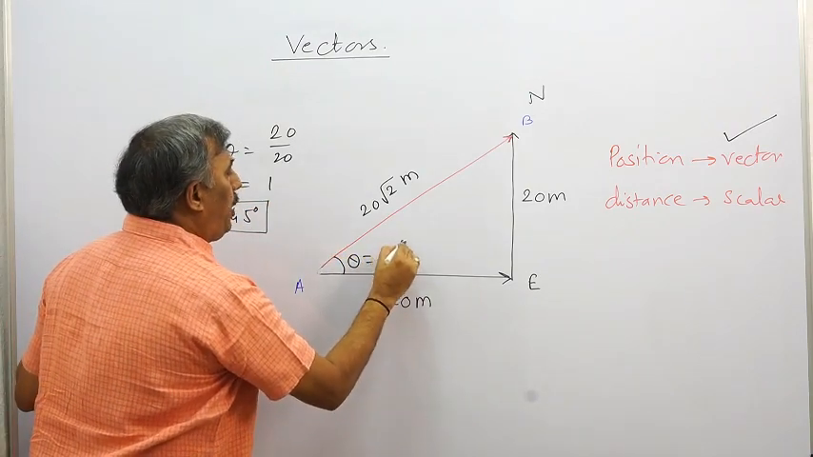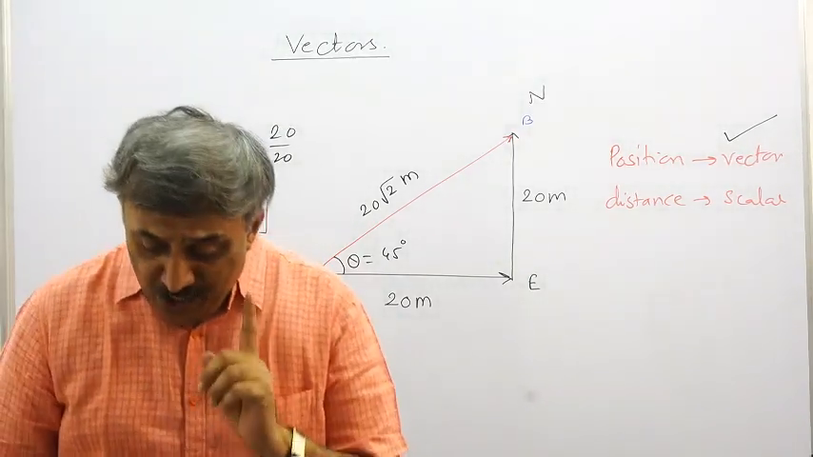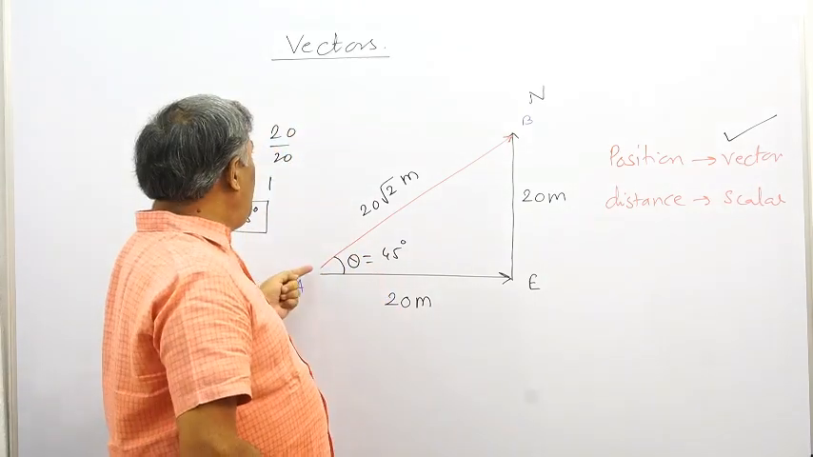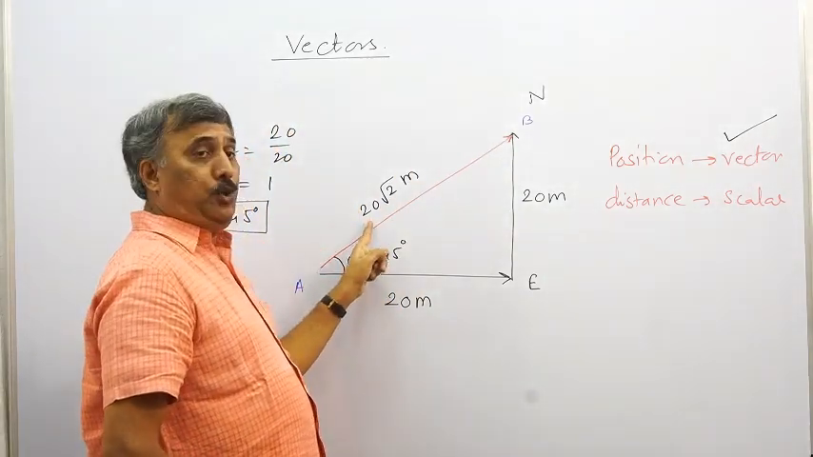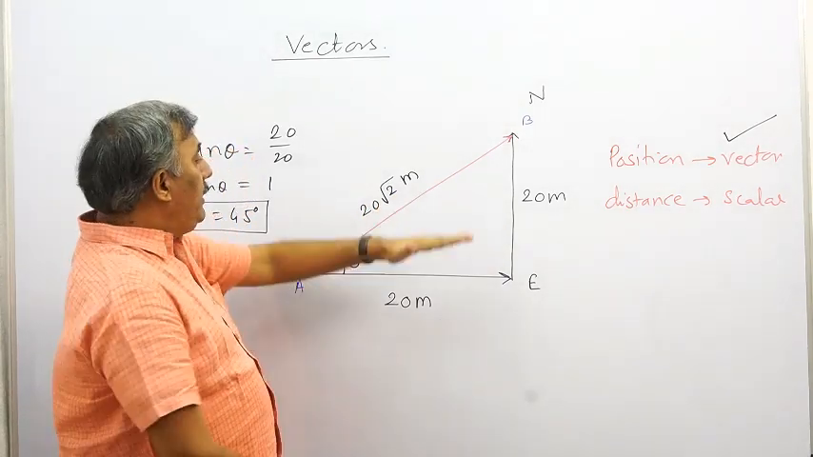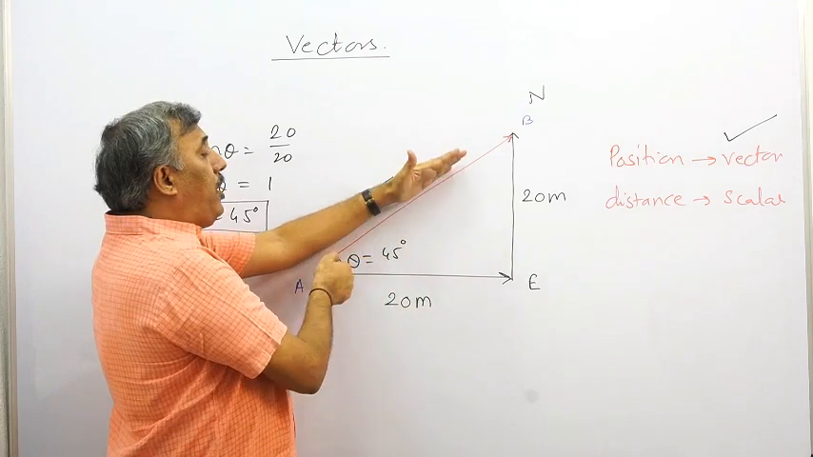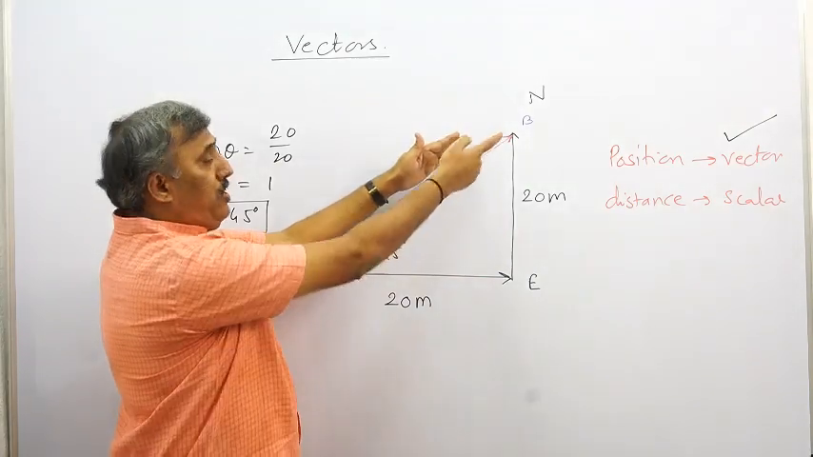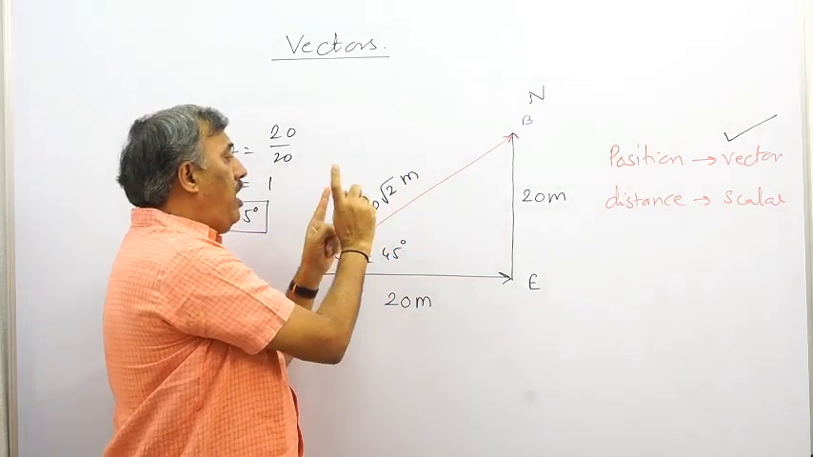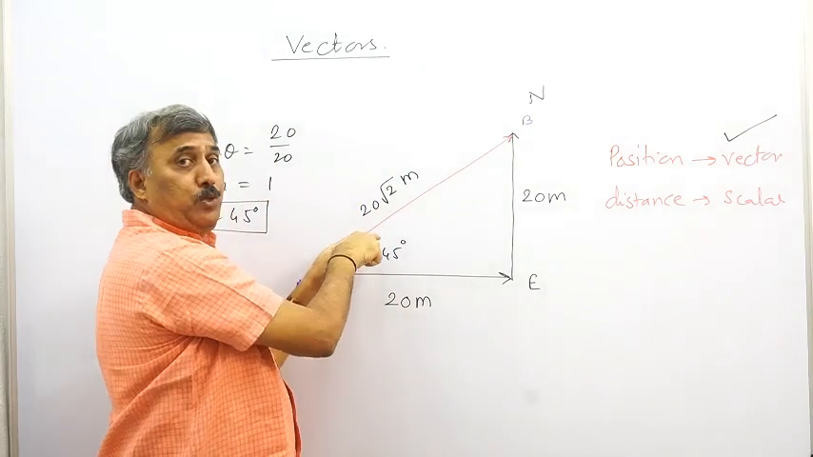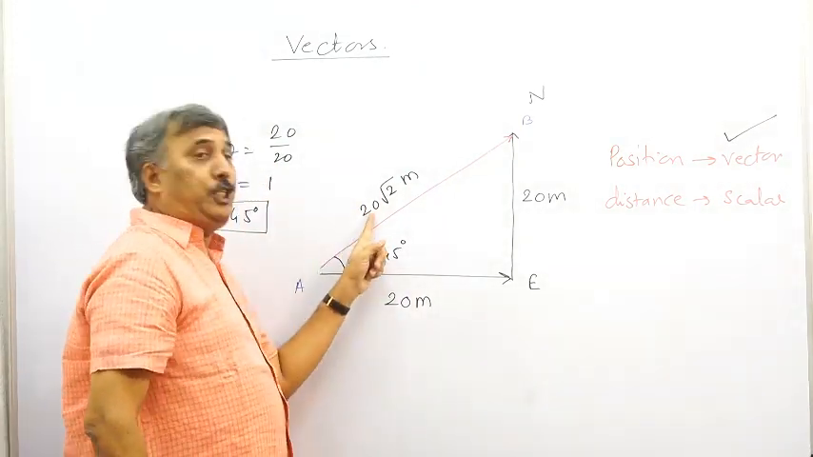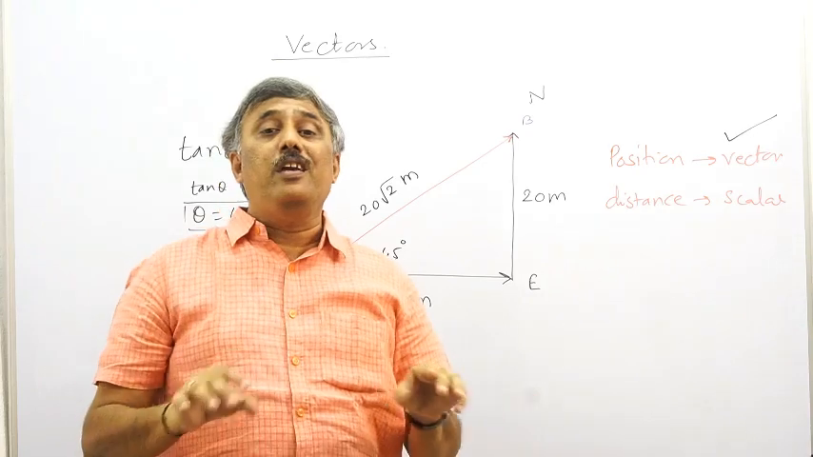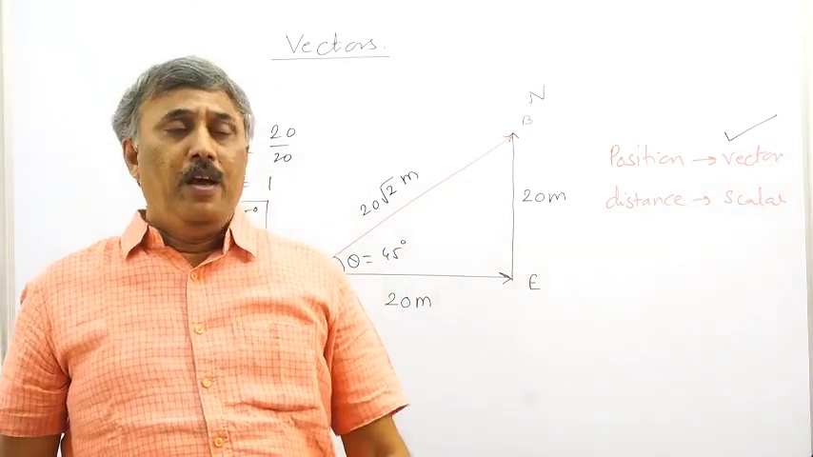So as far as position is concerned, you have clear-cut information that the position vector has magnitude 20 root 2 meter and it is 45 degree of east. If this is east, then the direction is 45 degree of east. So in this way, a physical quantity, here position, which has magnitude and specific direction, is known as a vector quantity.